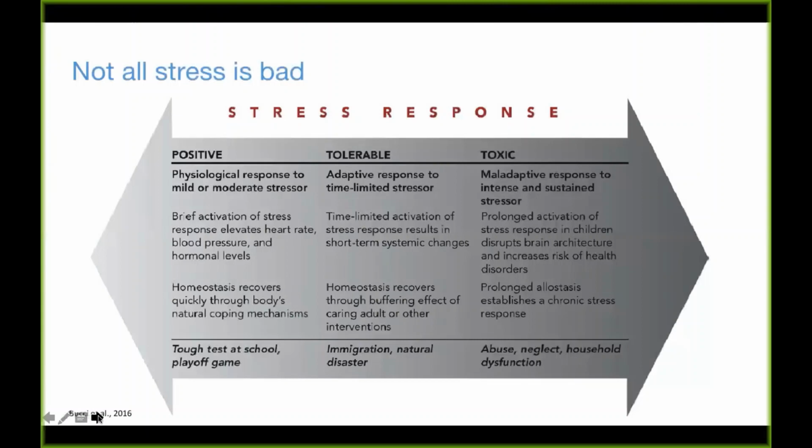Toxic stress is characterized by prolonged or frequent activation of the stress response that leads to a dysregulation of the neuroendocrine immune circuitry, and this produces altered levels of important hormones and neurotransmitters, and can ultimately lead to changes in brain architecture and multiple organ systems.